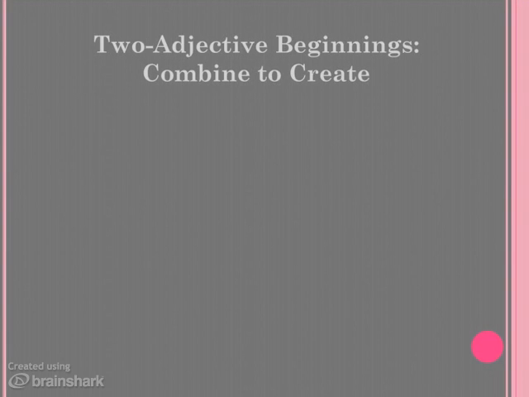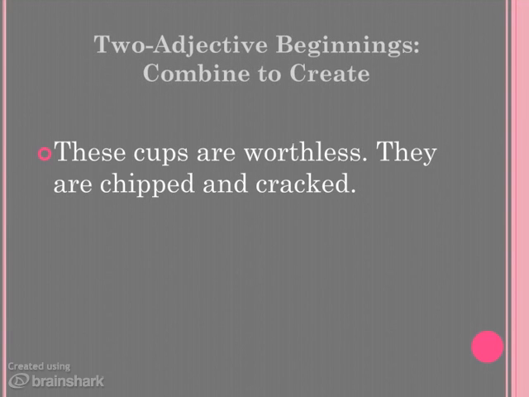Oftentimes, varying sentence structure, as I mentioned, involves combining 2 shorter sentences. Here, we see 2 sentences that together are kind of boring. They would read with a choppy feel. While I read these sentences aloud, think about how you could combine them into one sentence that starts off with 2 adjectives. These cups are worthless. They are chipped and cracked.